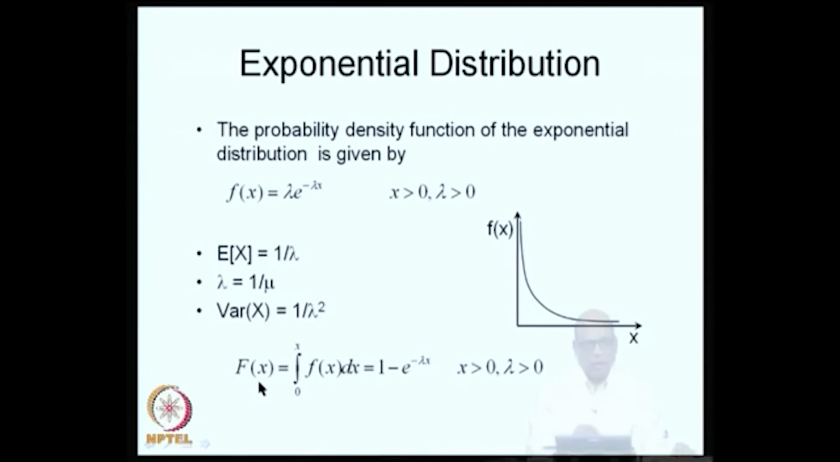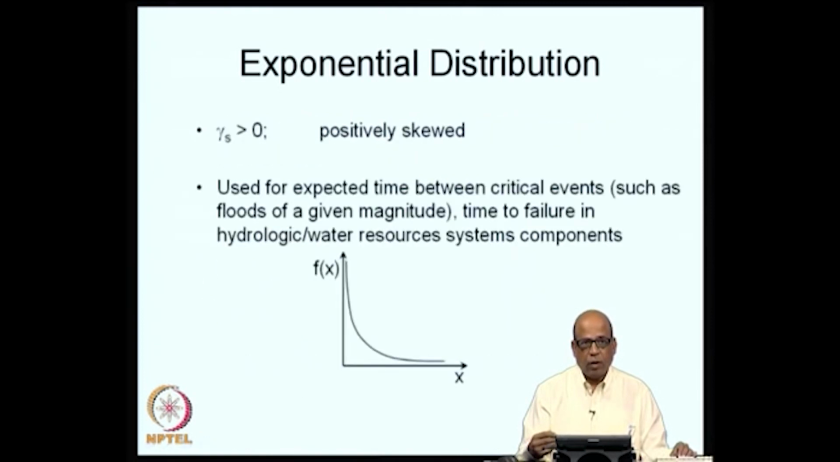Now, the CDF of x when x follows exponential distribution is given by the integral from 0 to x of f of x dx, which is equal to 1 minus e to the power minus lambda x, defined for x greater than 0 and lambda greater than 0. It is a positively skewed distribution because the skewness coefficient turns out to be positive in this case, and therefore, the distribution has a long exponential tail toward the right.